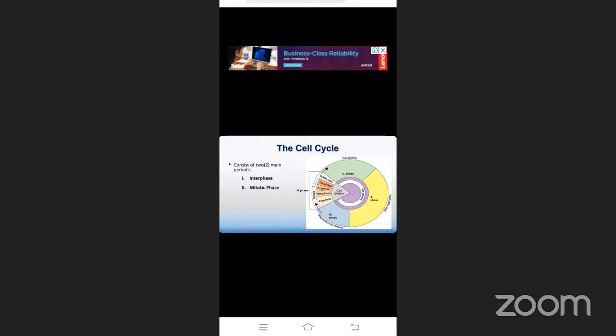And G2 phase means gap period 2. During this period, the cell continues to grow and synthesizes new proteins. Synthesis of nuclear RNA, ribosomal RNA, and messenger RNA occurs. So the letter G stands for the gap period. We already discussed that, and it is followed by the M phase, meaning mitotic phase. Similarly, here also nuclear RNA, ribosomal RNA, and messenger RNA are synthesized.